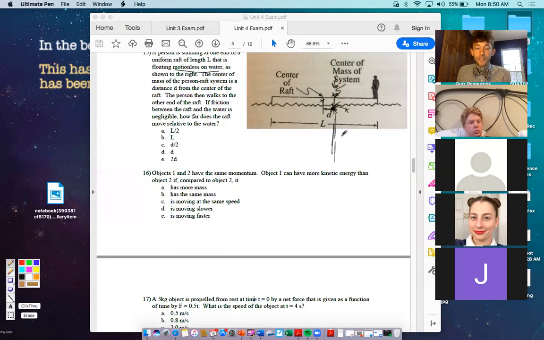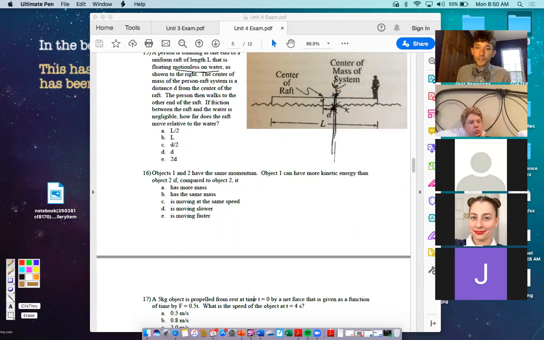So this is the way I thought through it. I kind of broke it up into steps like this. I thought, okay, what happens if he just moves to line up with the center of the raft? Oh, the raft is going to have to shift over D to keep the center of mass located right here. If he keeps walking, the raft is going to have to shift over an additional length D.